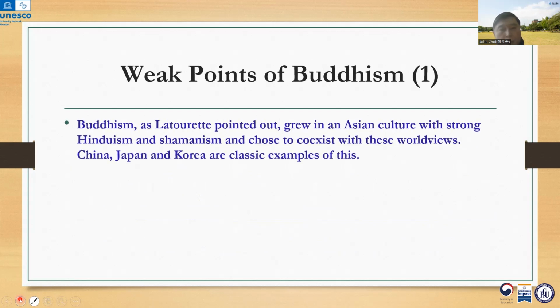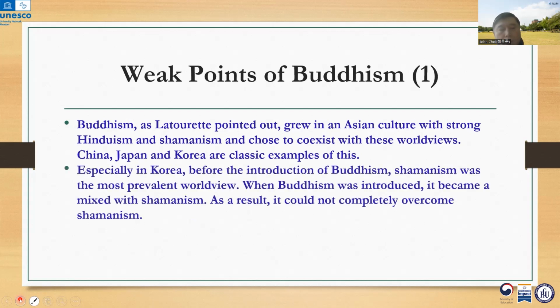Buddhism, as Latourette pointed out, grew in an Asian culture with strong Hinduism and shamanism, and it chose to coexist with these worldviews. China, Japan, and Korea are the classical examples of this, especially Korea. Before the introduction of Buddhism, shamanism was the most prevalent worldview. When Buddhism was introduced, it became mixed with shamanism.